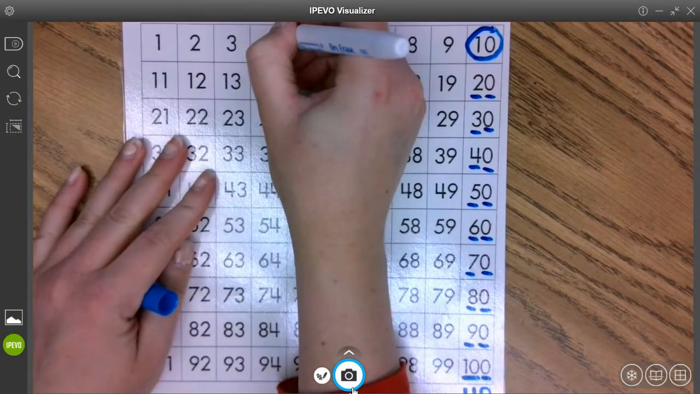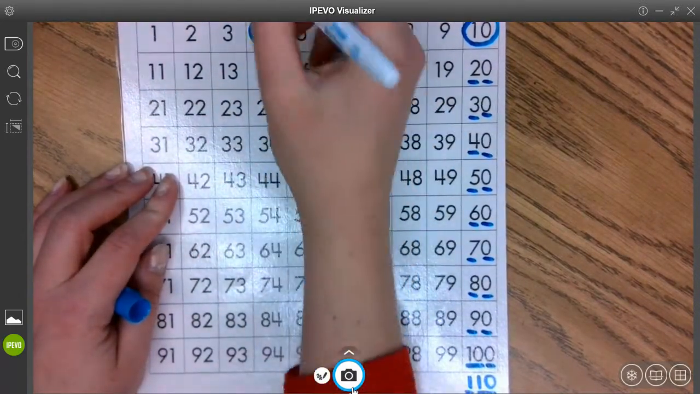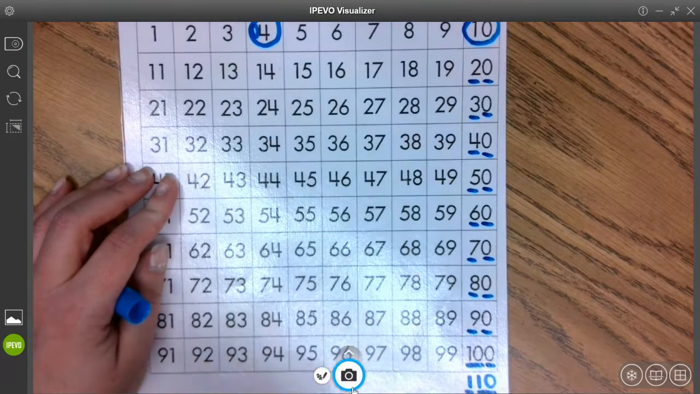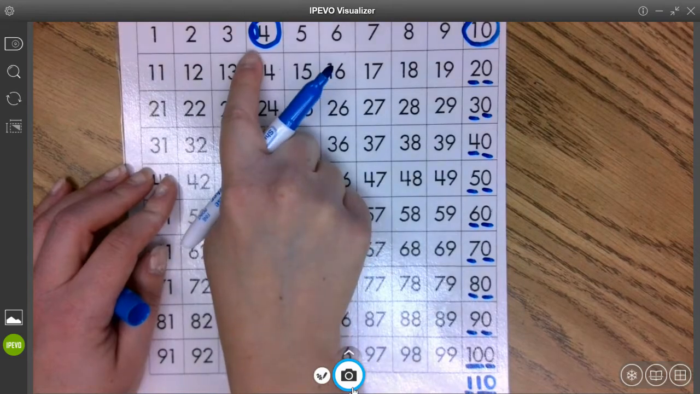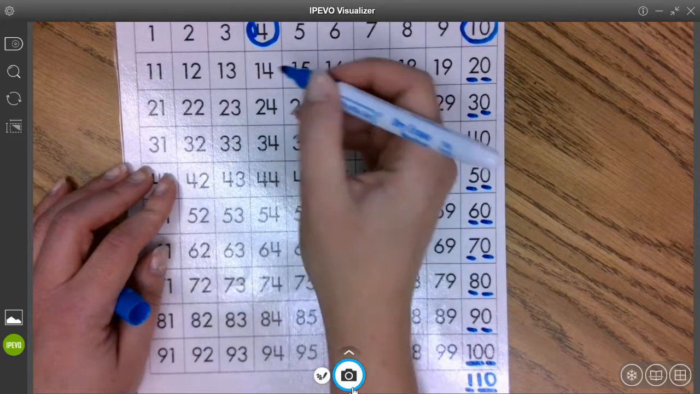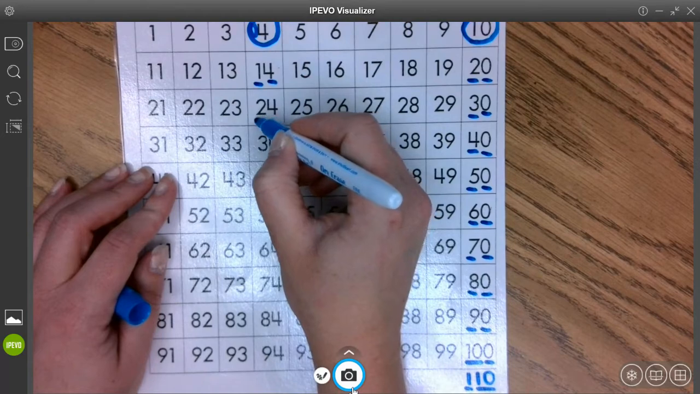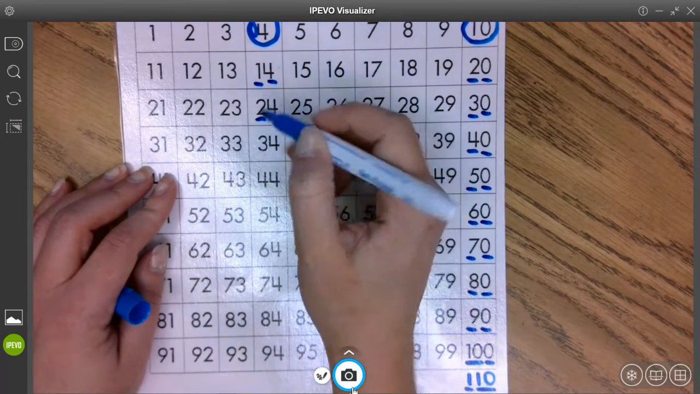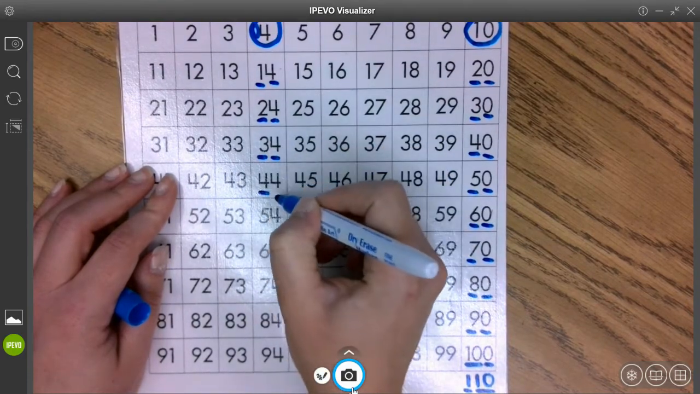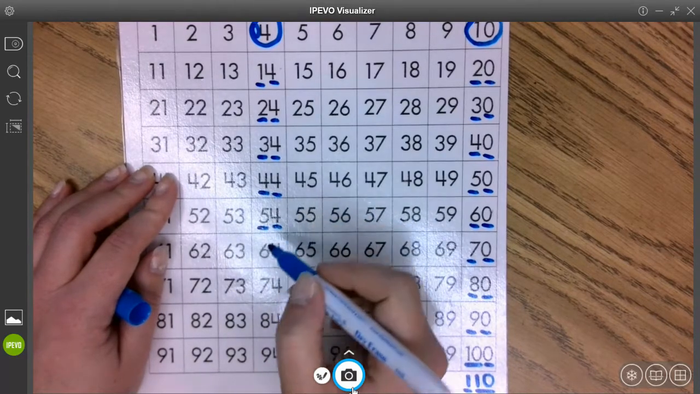So let's start here at 4. Okay, if I'm counting by tens starting at 4, 4 right now has 0 tens. We don't see the 0, but we could imagine that it's there. There are 0 tens and 4 ones. If I'm counting by tens, I'm adding 10 each time. 1 ten, the 4 ones stays the same. 2 tens, 4 ones stays the same. 3 tens, 4 ones stays the same. 4 tens, 4 ones stays the same. 5 tens, still 4 ones.